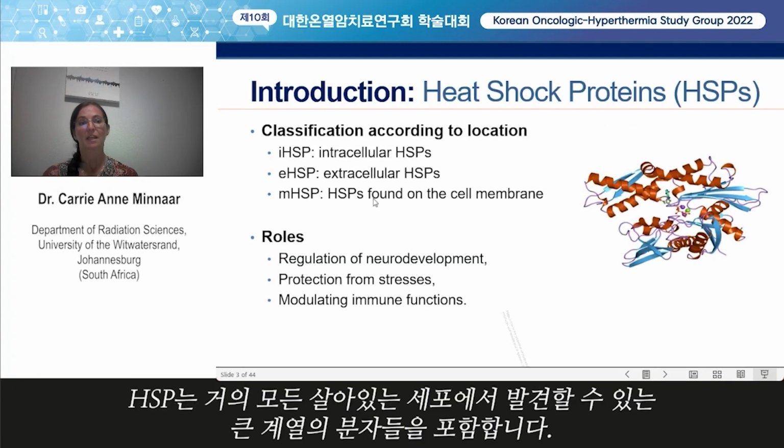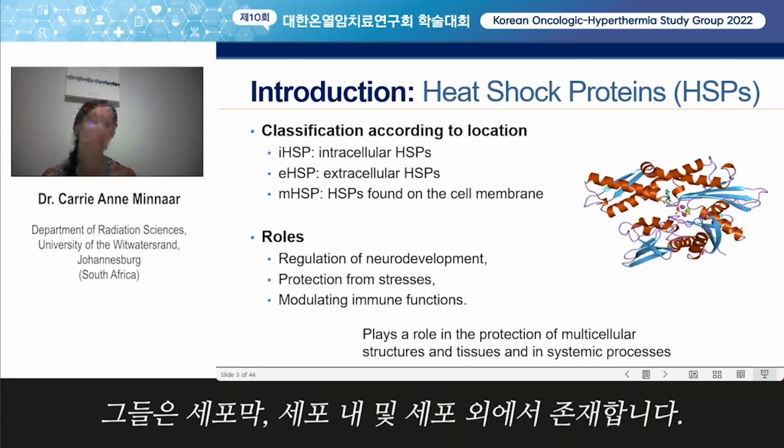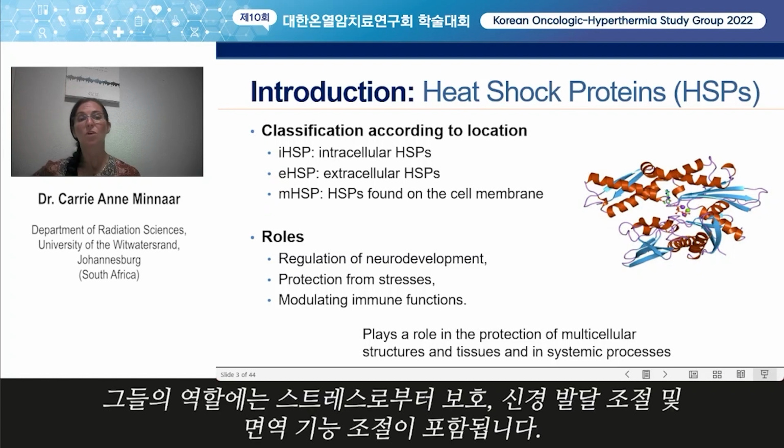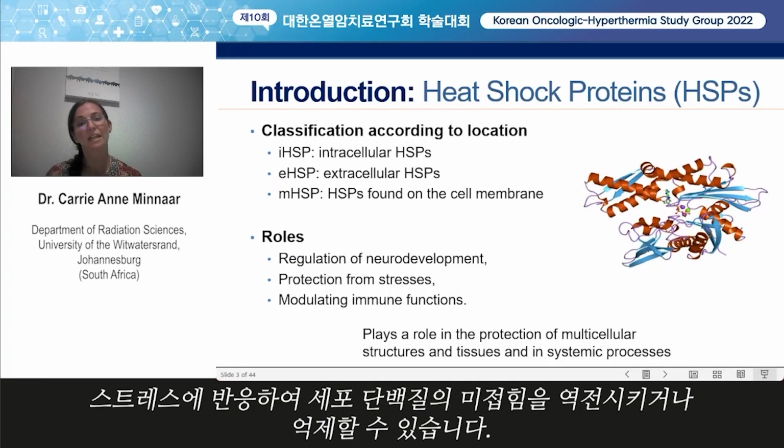Heat shock proteins, or HSPs, include a large family of molecules, which can be found in almost every living cell. They occur on the cell membrane, intracellularly and extracellularly. Their roles include protection from stresses, regulation of neurodevelopment, and modulating immune functions. As molecular chaperones, they play a role in protein maturation or degradation, and can either reverse or inhibit the unfolding of cellular proteins in response to stress.